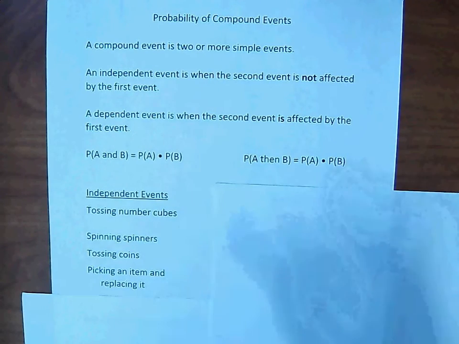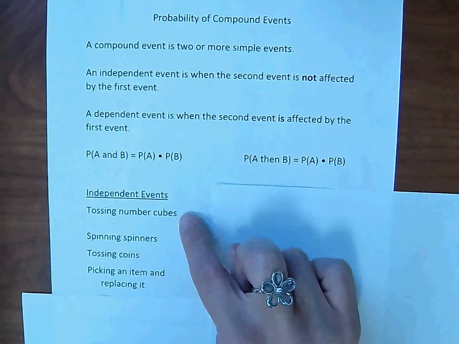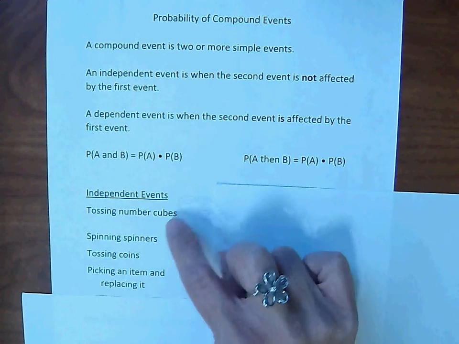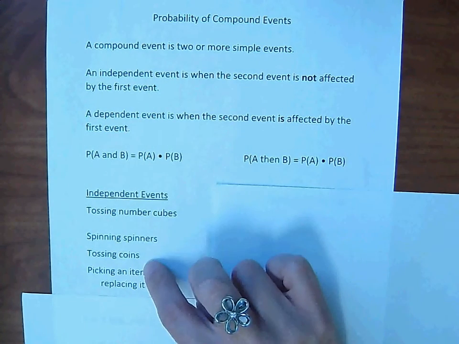Any combination of these independent events is also considered independent events. So tossing a number cube and spinning a spinner, one has no effect on the other. Tossing a number cube, tossing a coin, no effect.